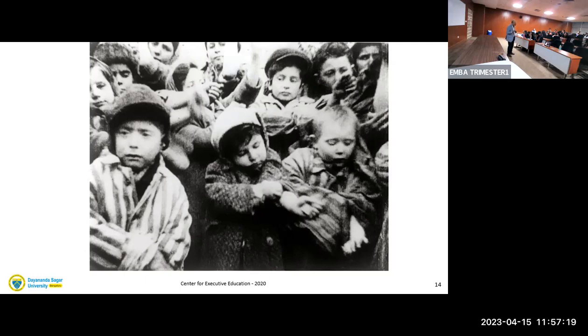Why didn't a normal German question whether it was okay to even kill children? Why do genocides happen? Why do sets of people wipe out other sets of people? These are interesting questions, and it all comes back to a group identity.